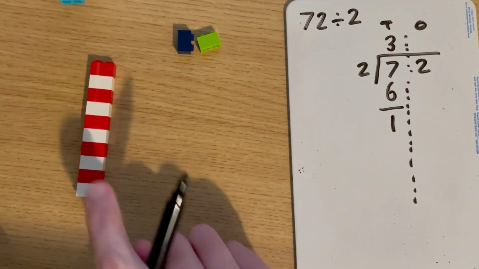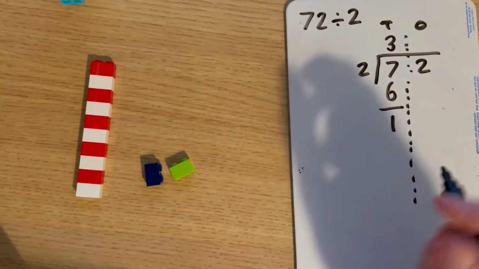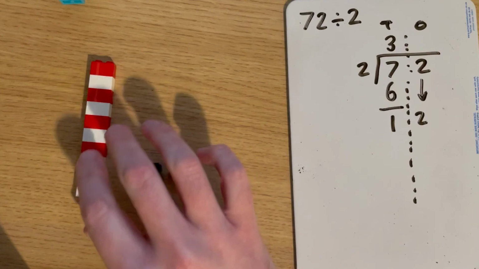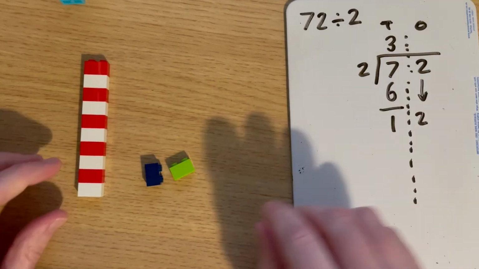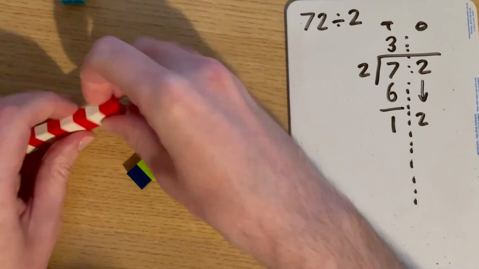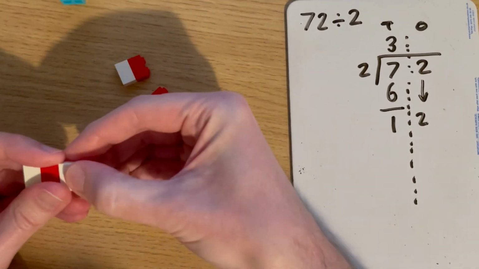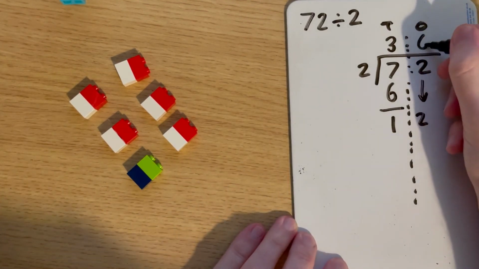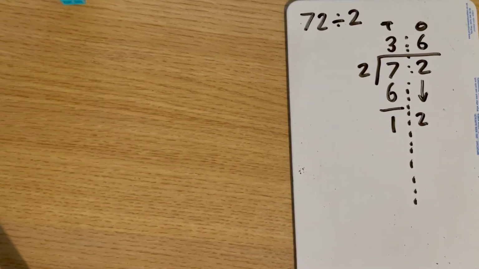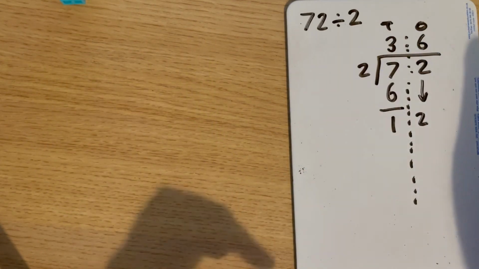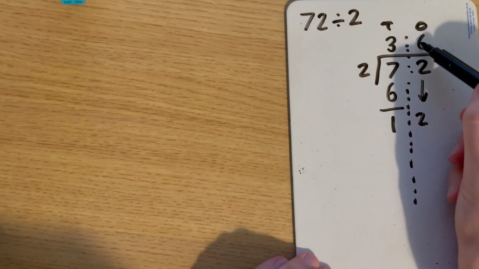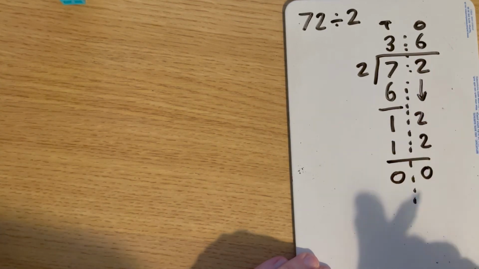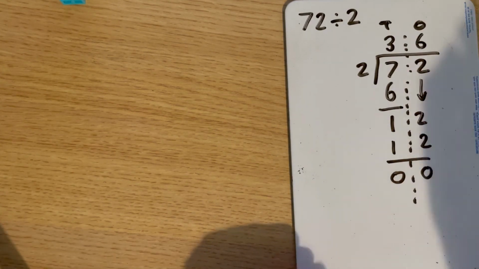I've got 1 group of 10 left, but I can bring down this 2. So, how many 2s are there in this? That's a 2, that's a 2, that's a 2, that's a 2, that's a 2, and that's a 2. How many 2s are there in 12? There are 6 2s in 12. I can take away 6 groups of 2. I took away 6 groups of 2. That is 12. Take away 12, 0.